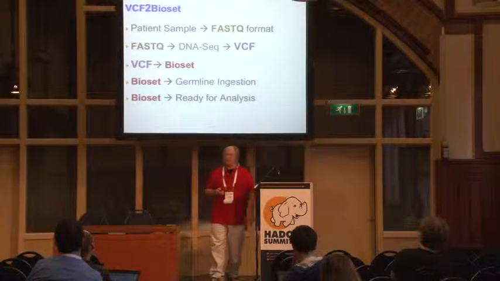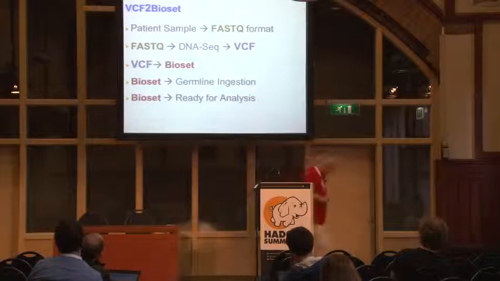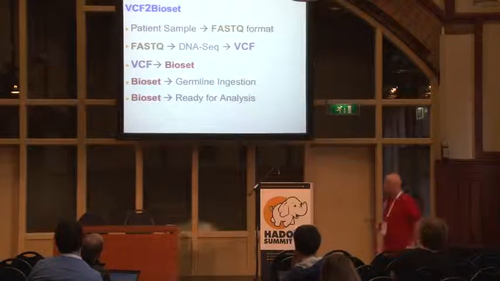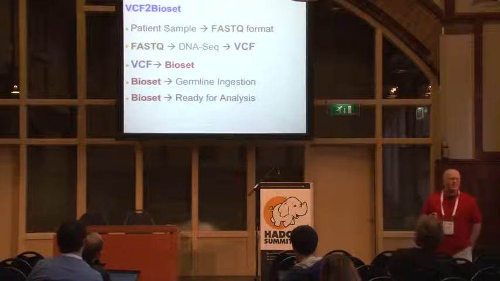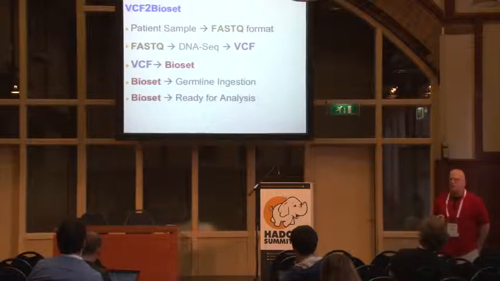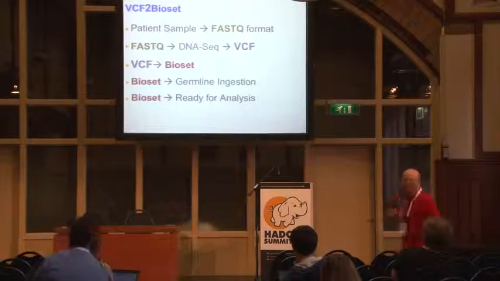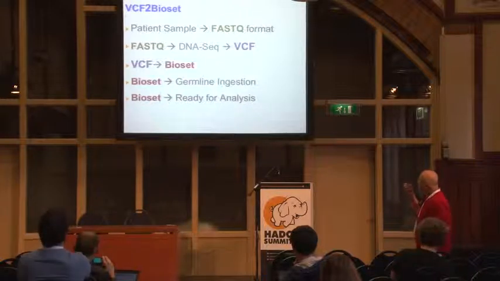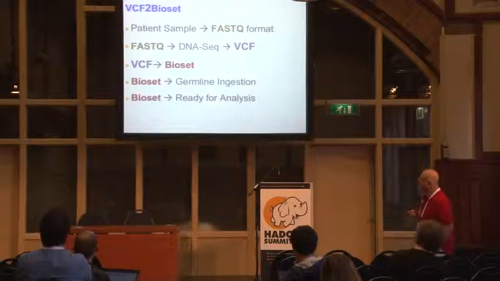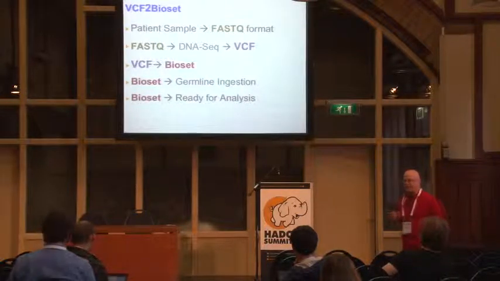This slide is showing basically how we are creating this. A patient sample generates a FASTQ format. It's a text-based format which has the DNA sequencing and the quality of data. And then that FASTQ file, which can be about 250 to 750 gigabytes in size, goes to the DNA sequencing and generates a VCF file.